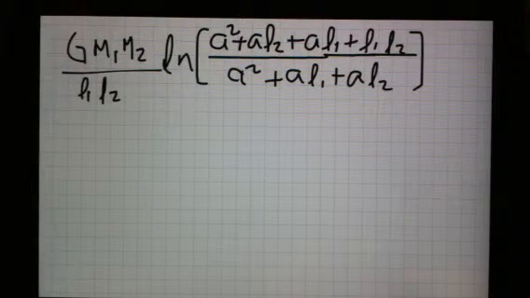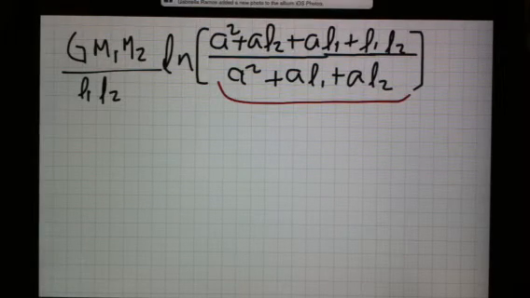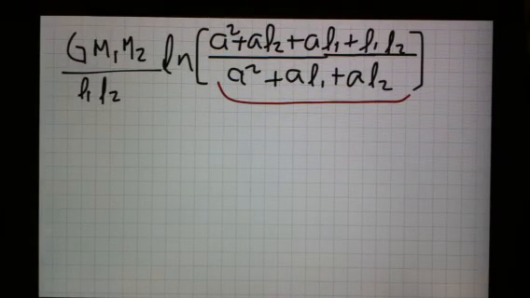So G times mass 1 times mass 2 divided by length 1 times length 2 times the ln of all of this. I suppose it could be reduced a little bit more, but it will be a pretty long video. And this is my final answer.